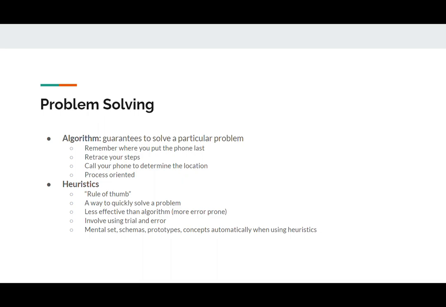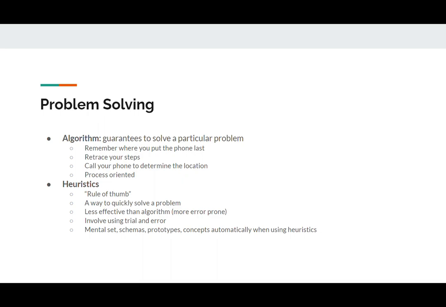For example, if you lost your phone, the algorithm might look like this. First, remember where you put the phone last. If you don't, go to the next step. Second step is to retrace your steps. If you can't, go to the next step. And this is our final and last step: call your phone to determine the location. Algorithms are process-oriented.